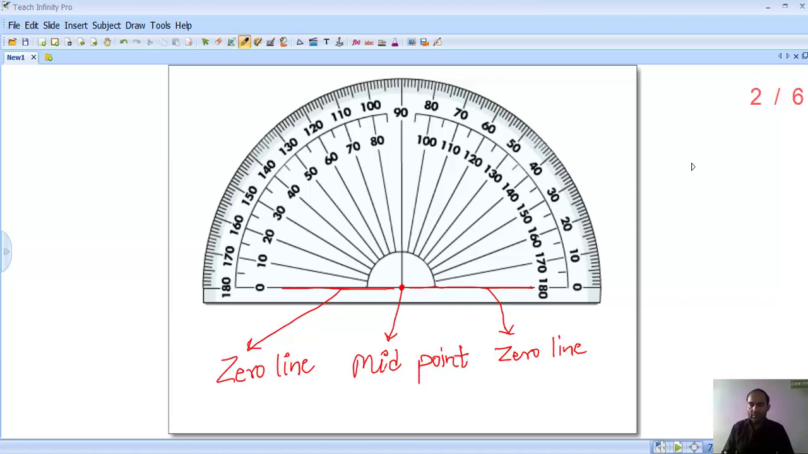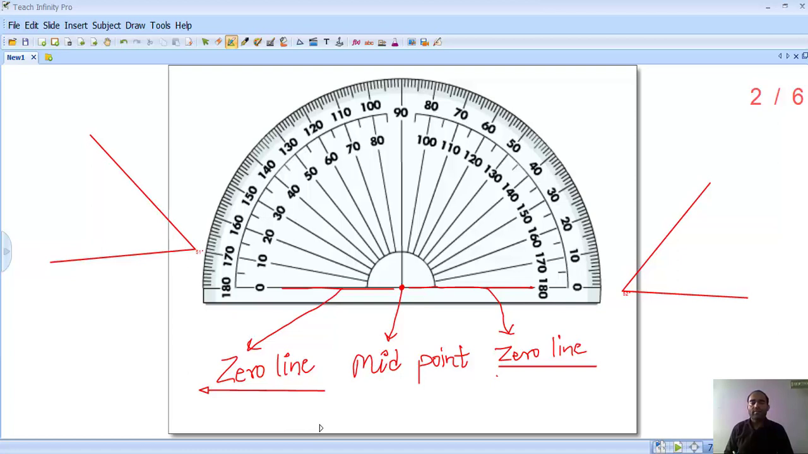Now look at this, you know what an angle is. Look here. This is the angle, and if the angle is like that, you are going to use this zero line. But if the angle is like that, you are going to use this other zero line. For this type of angle, you are going to use the line which is on the right hand side, because the angle's reference line is on the right hand side.